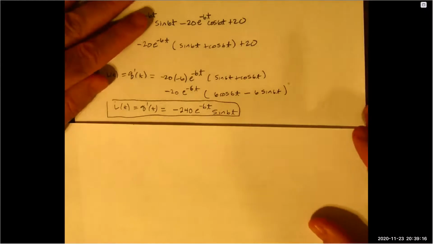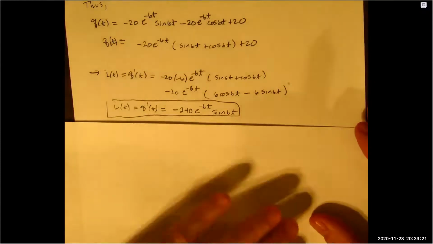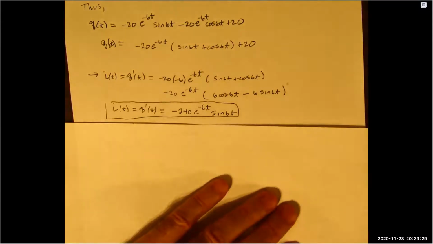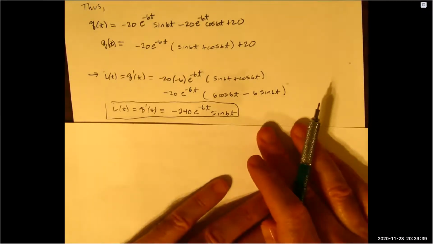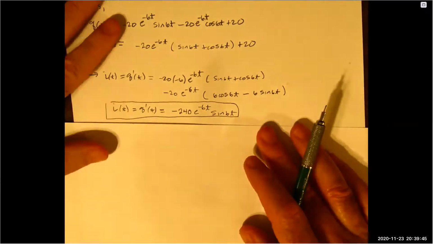Now, we have the charge and the current, but we want to find the maximum value of the charge. So typically, if we want to find extrema, we take the derivative and set it equal to either 0 or undefined. In this case, we won't have any values of t where the derivative is undefined. So we want to look for values of t where the derivative is 0.